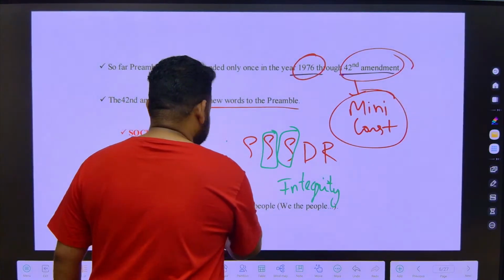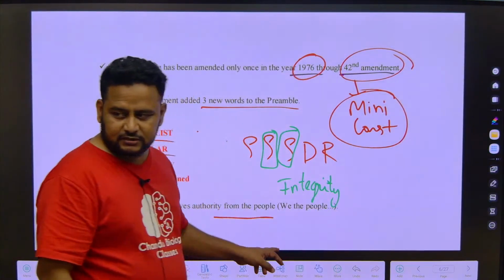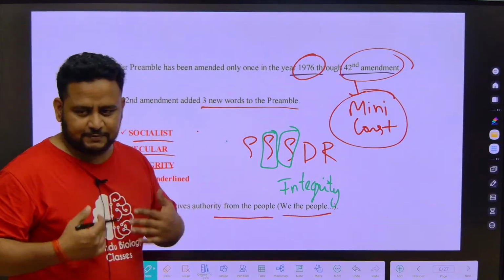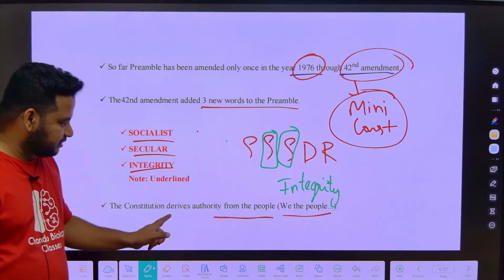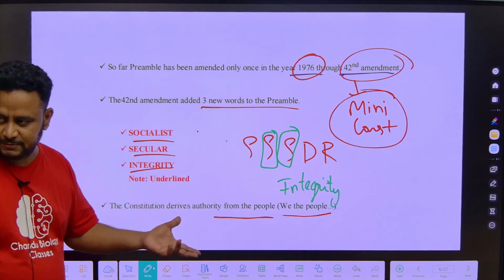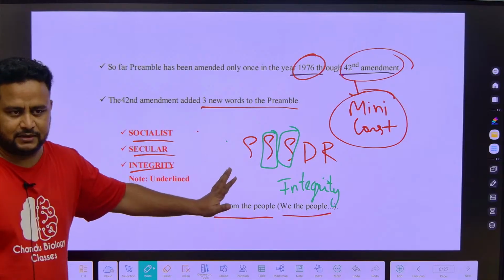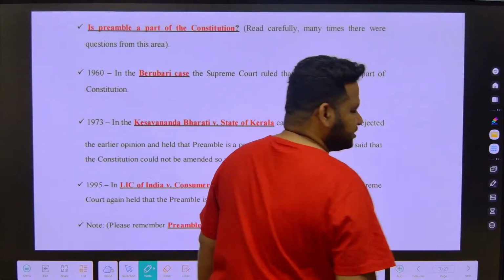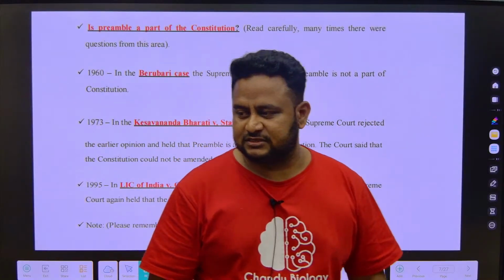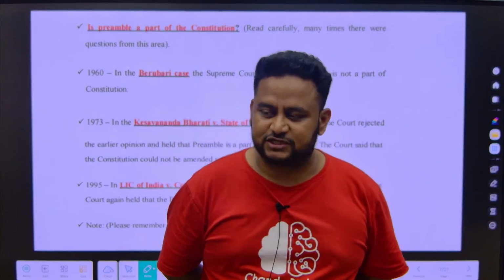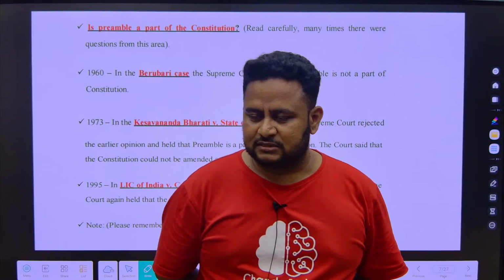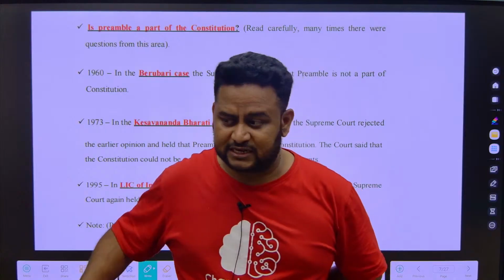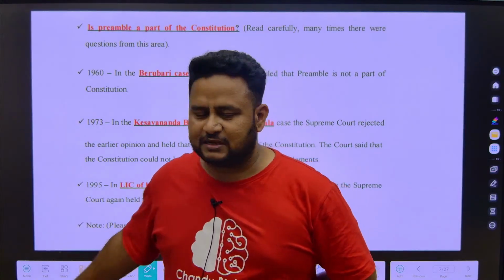The constitution derives authority from the people. Why do we call it like that? Because it starts with what? We, the people. So the constitution derives its authority from the people. Source is also people. Authority is also people. Got it? They can give options like president, prime minister, and all these things. The constitution derives authority from option A, president, B, prime minister, C, governor, D, people. It is people. Got it? So you may get confused. So please understand it is the people.